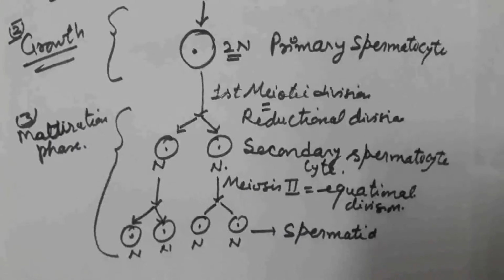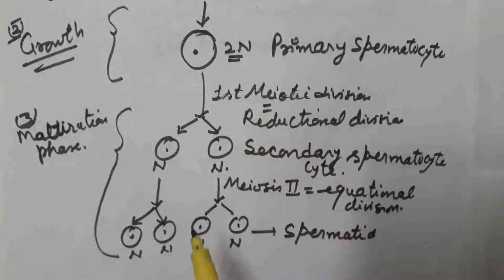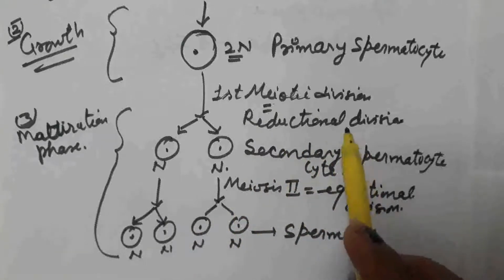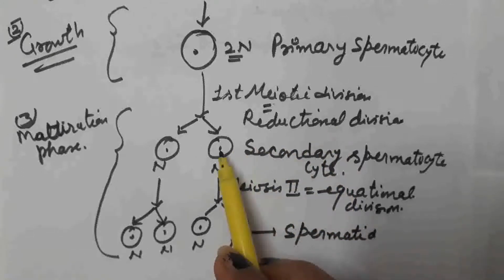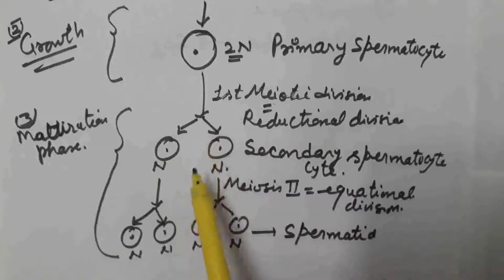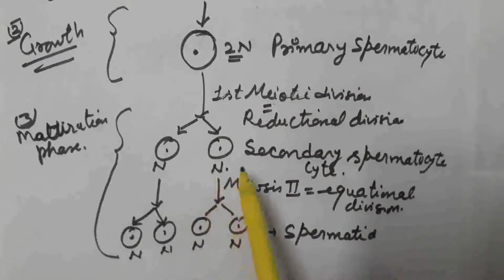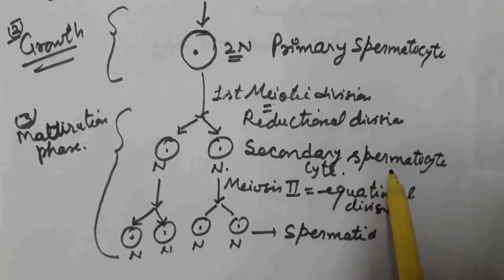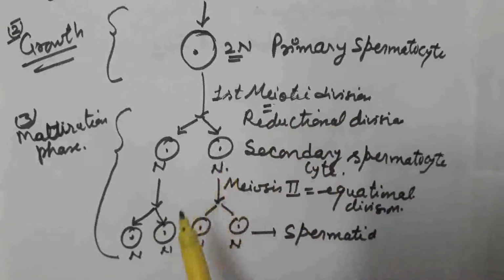In the maturation phase, what happens? In the primary spermatocyte, the first meiosis division takes place, which is the reductional division, which reduces the chromosome number to half. So from primary spermatocytes, secondary spermatocytes are produced after the first meiosis division, in which the chromosome number is reduced to half, that is n number of chromosomes are present.